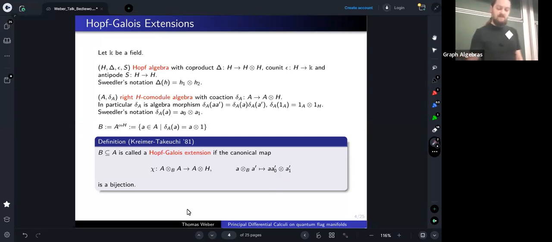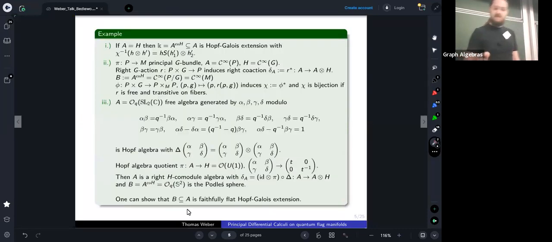And that's helpful. Let's quickly go through some examples. So maybe the easiest one is if you take A equals H. In this case, the invariants under the coaction are just constant multiples of the unit, and you can give the inverse of the canonical map via the antipode. So see that this works.